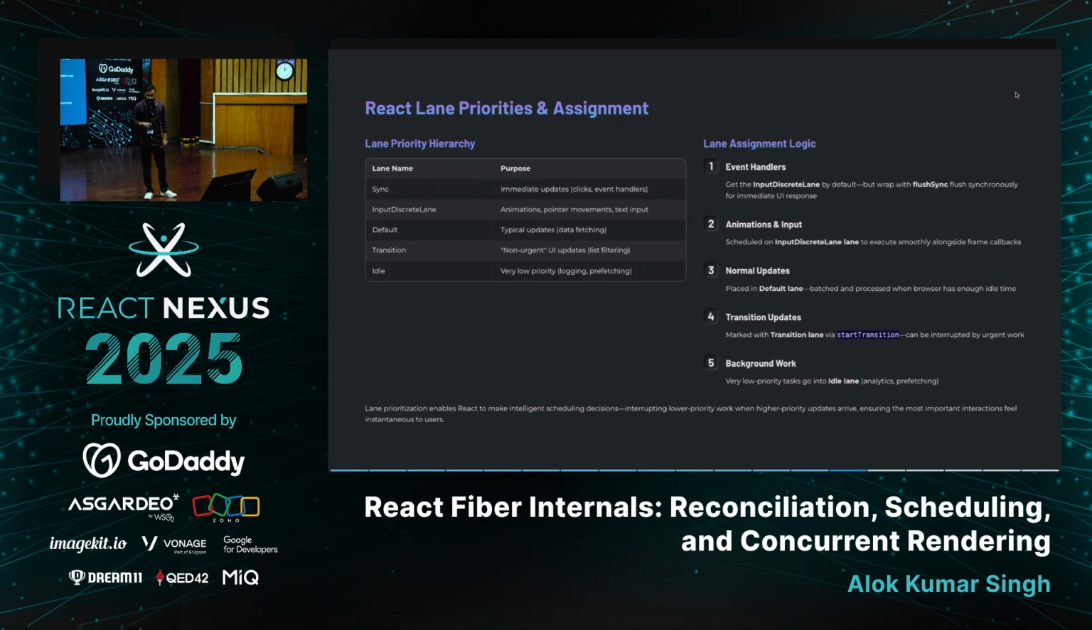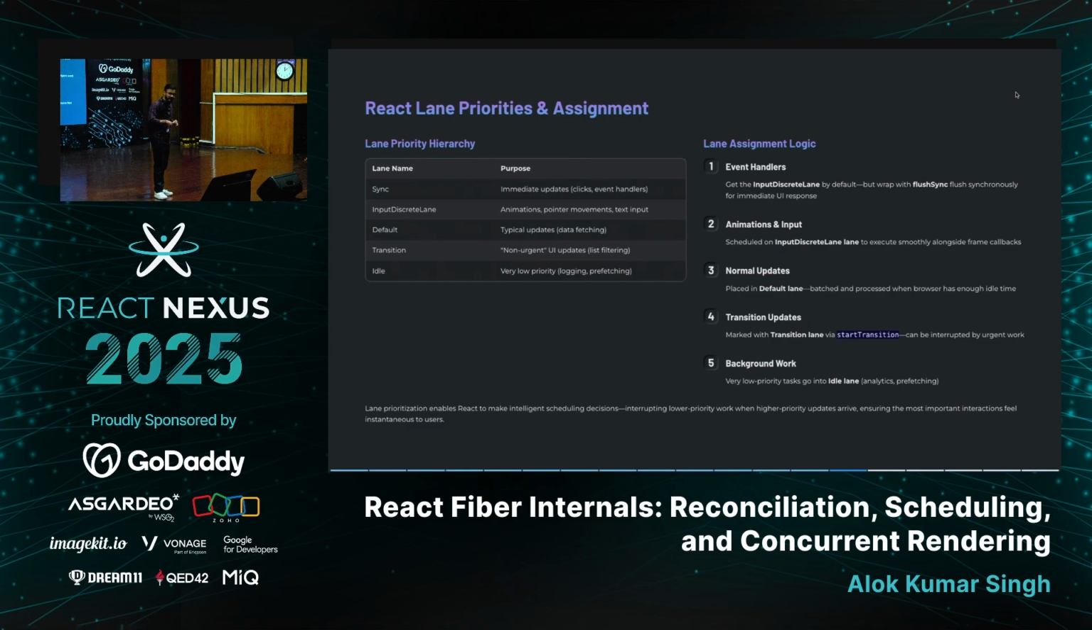So how does React assign these? React first of all checks whether the update has startTransition or not. If it is a startTransition, then it gets the fourth lane. If not, it will give the default lane. But if you explicitly use flushSync or use scheduler callback with idle priority, then it will mark all those updates to the respective lanes. So the default lane will be the default priority of any update that React assigns.